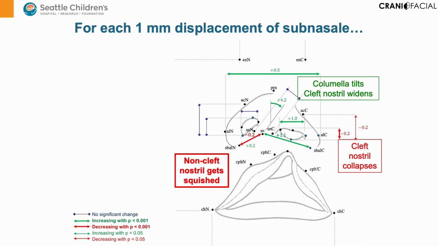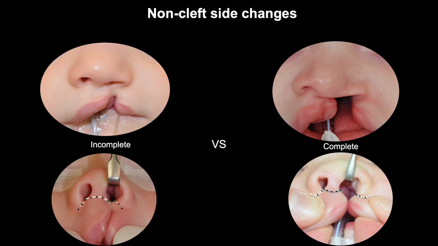As for the nose, it's kind of what we would expect. With greater cleft severity, the nostril gets wider and the columella tilts further. The cleft nostril also collapses. But if you look on the non-cleft side, there's some red. The non-cleft nostril gets squished. And this is what it looks like in real life.